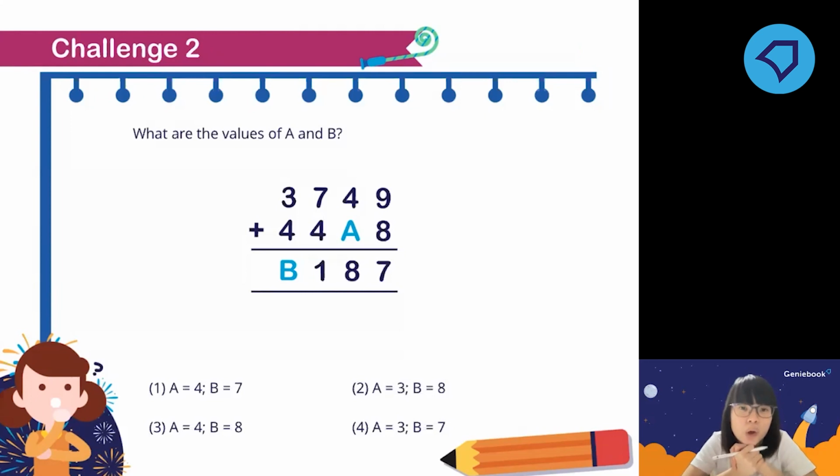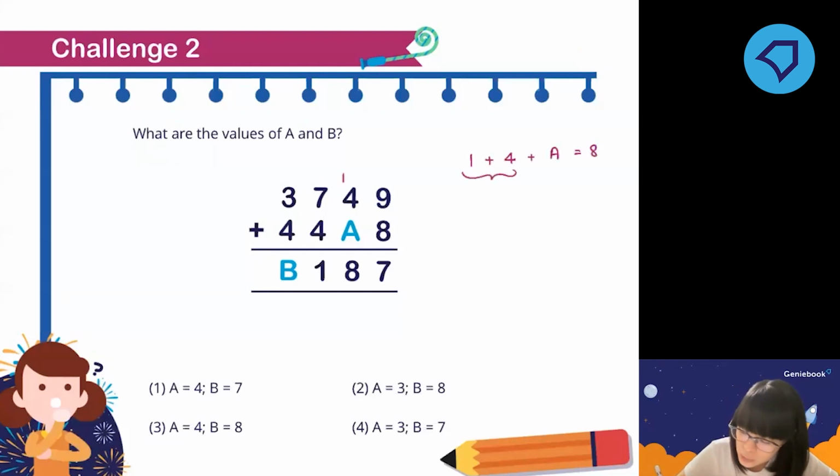So what are the values of A and B? What do you guys think? A lot of you gave me option number one. If you do option number one, you're missing out on the regrouping part. You just went ahead and said 4 plus 4 is equal to 8, 3 plus 4 is equal to 7. That is not correct because 9 plus 8 is not equal to 7. 9 plus 8 is equal to 17, isn't it? So we have to put 1 on top in the tens place, meaning to say 1 plus 4 plus A is equal to 8. We know that 1 plus 4 is equal to 5.